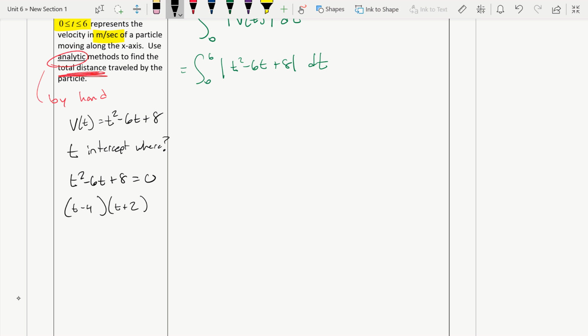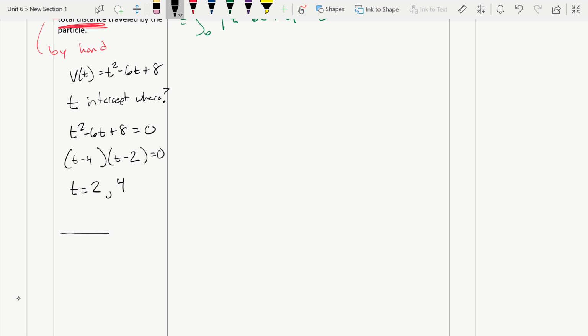I think it'd be double minus, wouldn't it? Yes. So -4, -2 make positive 8. -4 minus 2 makes -6. This checks out. Okay, so our t-intercepts are 2 and 4. And then I know the graph opens up, so I know it's going to do something like this, again, because it was positive t squared. So I know here's my 2, here's my 4.